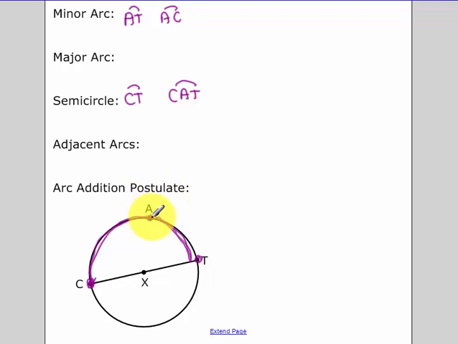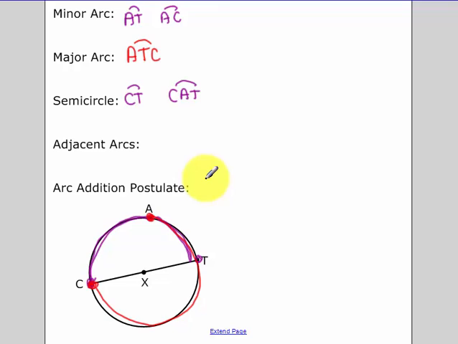So that would be something like starting at A, going through T, and ending at C. We'd write that as ATC, where A and C are the endpoints of the arc, and T is a point that's in the middle. Because if I just named arc AC, we're going to imply that it's the smaller of the arcs. Or I could have named it CTA if I wanted.